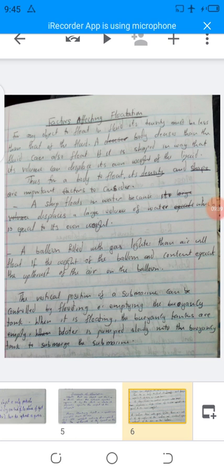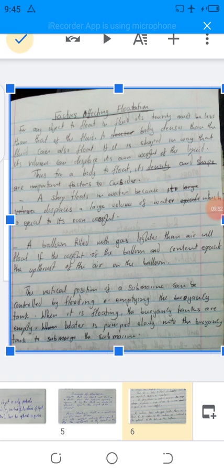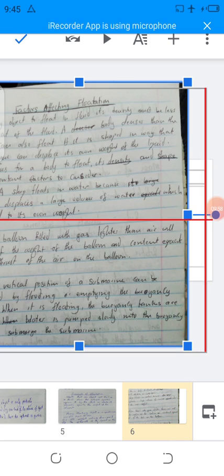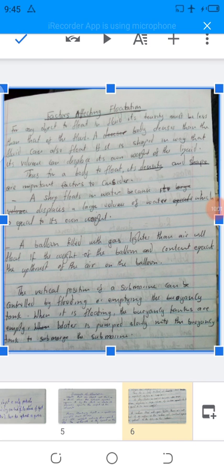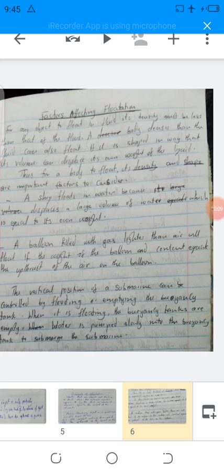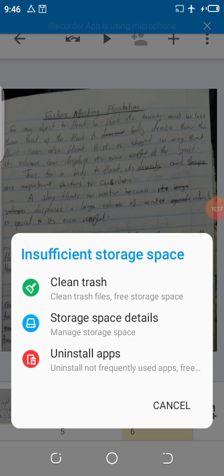Let's proceed. Factors affecting flotation. For any object to float in a fluid, its density must be less than that of the fluid. Can you hear that? That is one major factor that affects flotation. The fluid density must be higher than the density of the object that is floating.